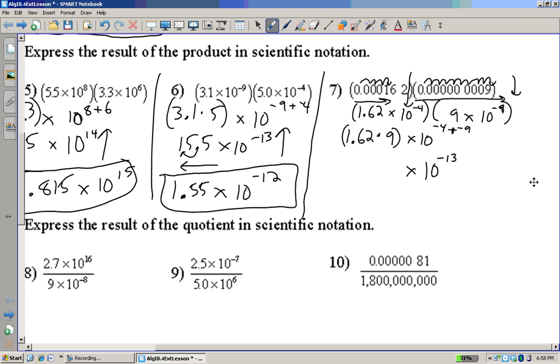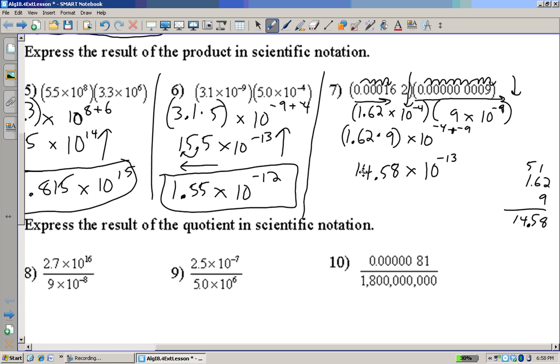This, however, will need a little work. Multiply this out. 9 times 2, 18. 9 times 6, 54, 55. 9 times 1 is 9, plus 5 is 14. 2 decimal places. So 14 and 58 hundredths times 10 to the negative 13th.